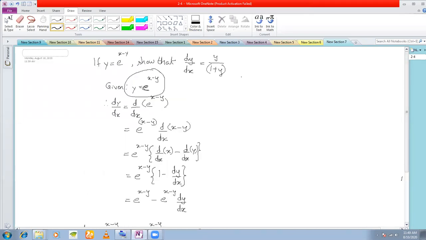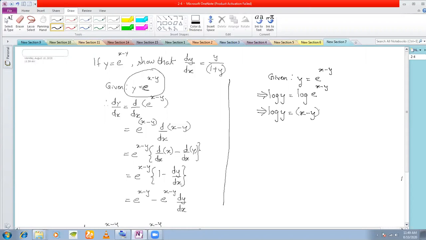Now this was the first method. Now how do we do it by logarithms? So you have given y is equal to e to the power of x minus y. You take log on both sides. Log y is equal to log e to the power of x minus y, which is log y is equal to, now x minus y can be taken as multiplication, (x minus y) log e. And I told you the value of log e is 1. So you simply get log y is equal to x minus y.